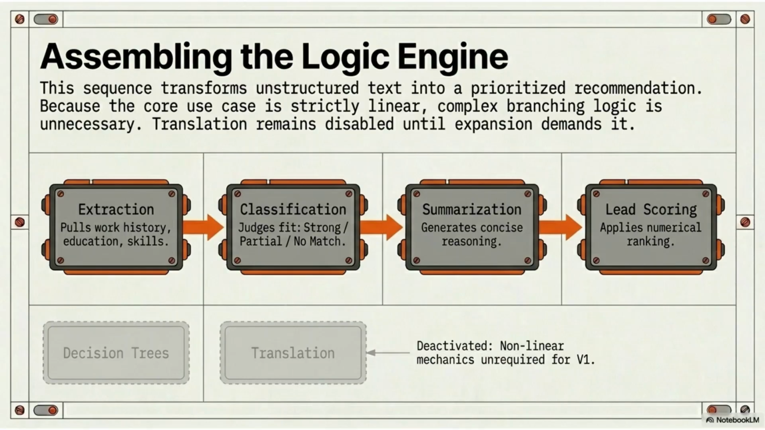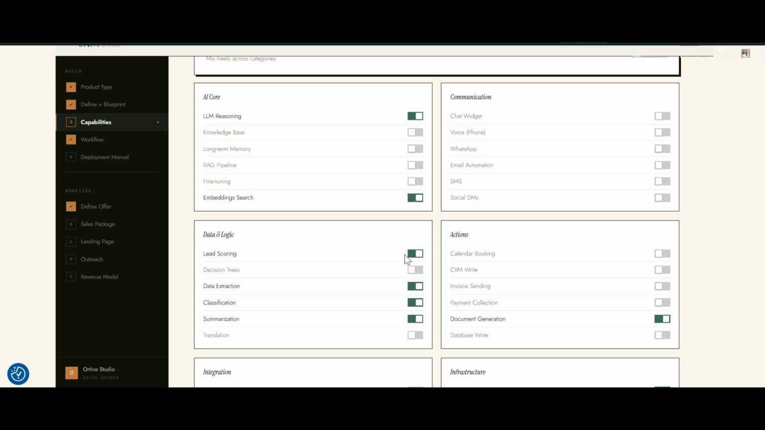Category 3, data and logic. This is where you define what your product does with input before it produces an output. And for Shortlyst, this category is central. 4 modules are active. Data extraction. The system pulls structured information from unstructured CV text: work history, education, skills, contact details. That extraction is what makes the rest of the analysis possible.